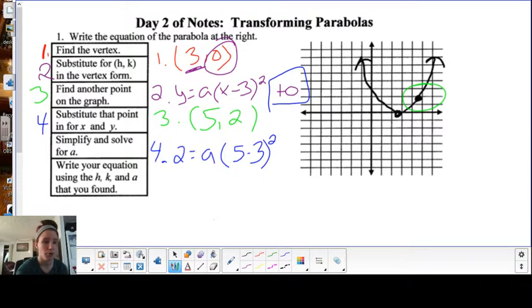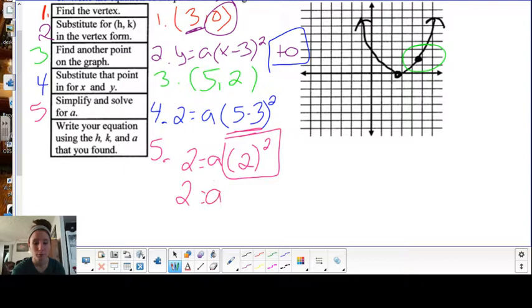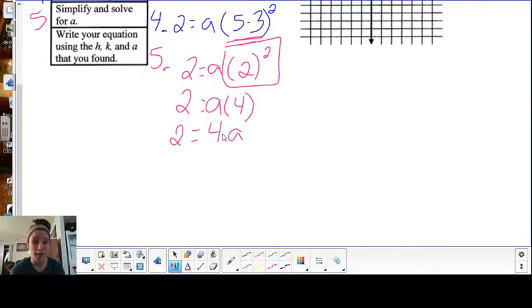Okay, next we're going to go ahead and solve for a. So step 5 is going to be kind of several steps in one. So first things first is I know I can go ahead and subtract these guys. So I have 2 is equal to a times 5 minus 3 is 2 squared. Then I'm going to go ahead and take this guy and square it, which is 4. Now, we should know that a times 4 is the same thing as 4a. I want to get a by itself, so I'm going to divide by 4. So a is a half.